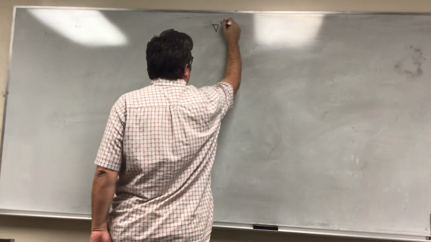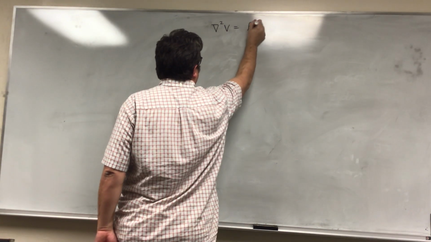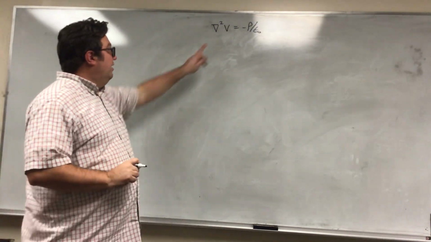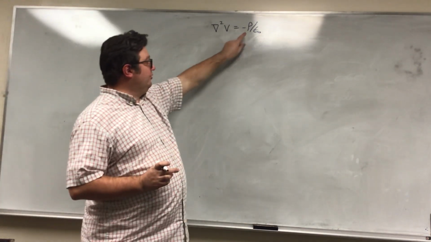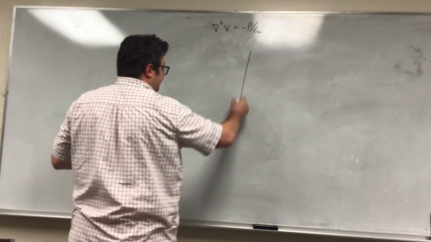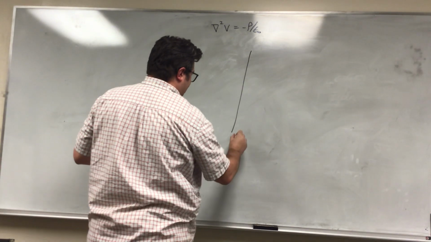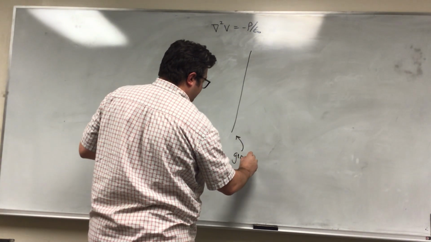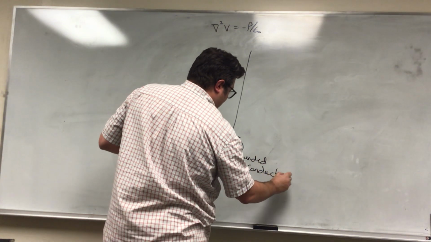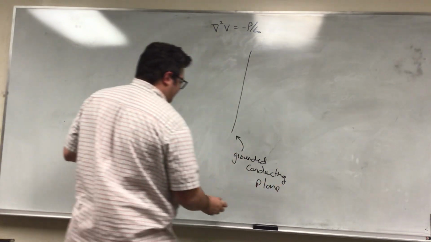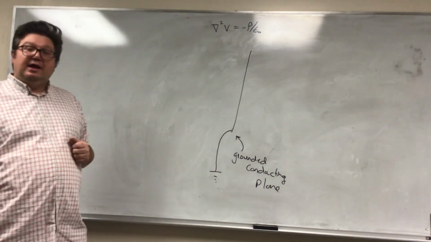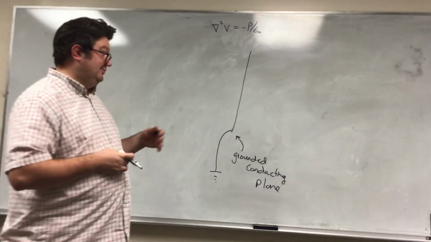We know that the Laplacian of the electric potential is equal to minus the charge density over epsilon naught. And if I have a grounded conducting plane, right? So it's grounded, so there's a wire connected to it. It goes to ground. I can determine the potential near that.